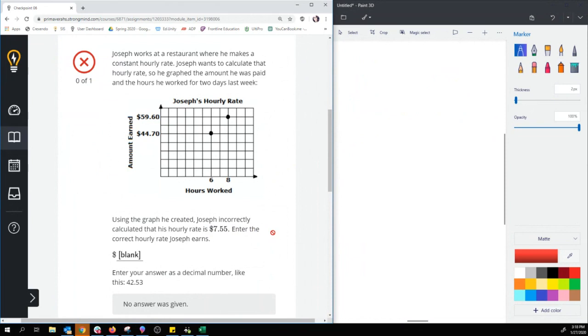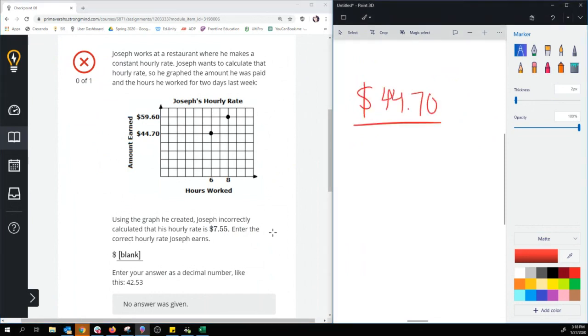So if after 6 hours he earns $44.70, that means, remember, money always goes on top when we're writing our ratios. So I have $44.70 for 6 hours. If I want to have a 1 in the bottom for 1 hour here, I would do 6 divided by what number to get me that 1?